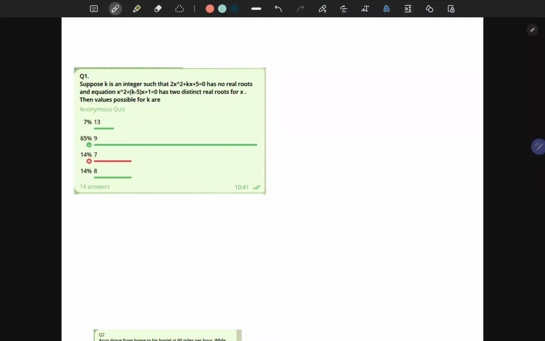Okay, let's go through all the questions solution posted today. Question 1: suppose k is an integer such that this equation has no real roots and this equation has two distinct real roots.